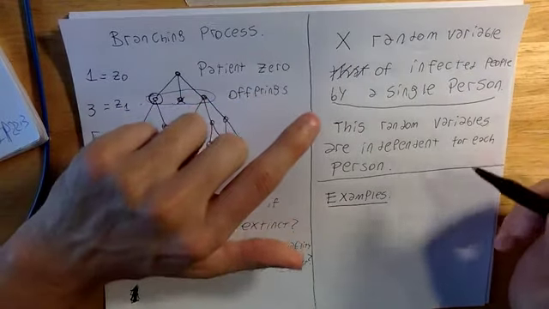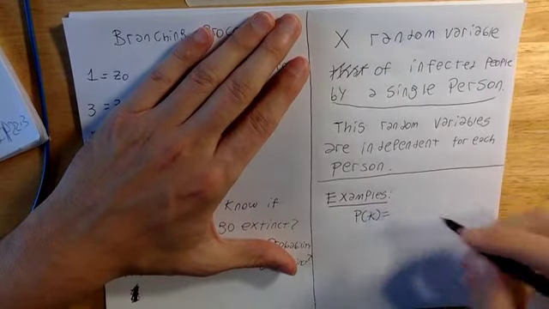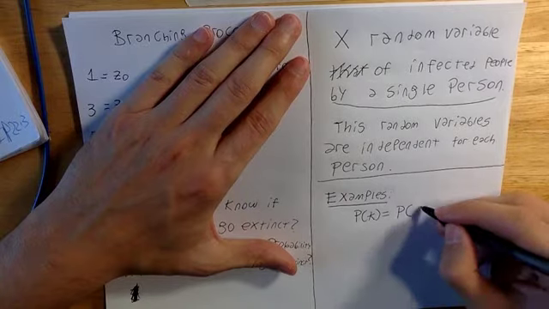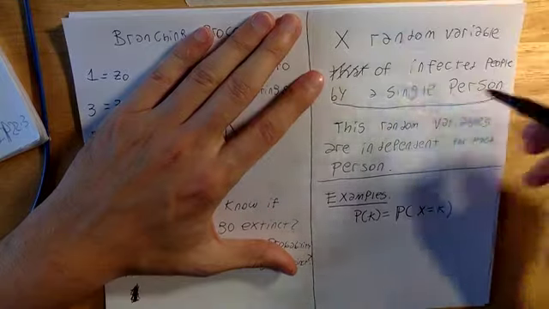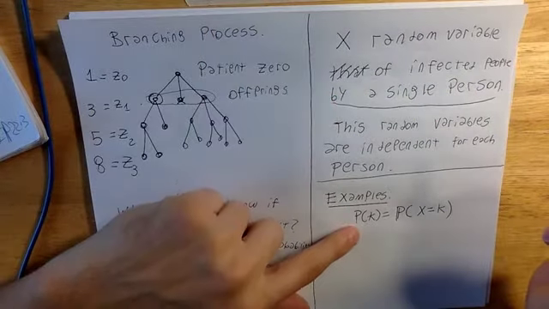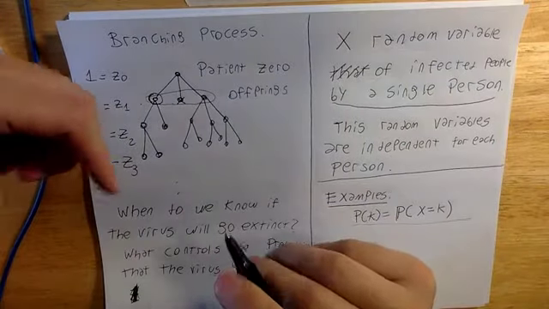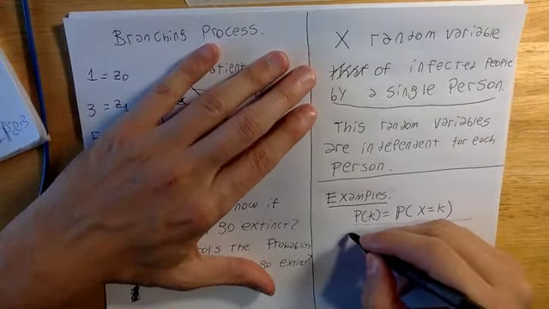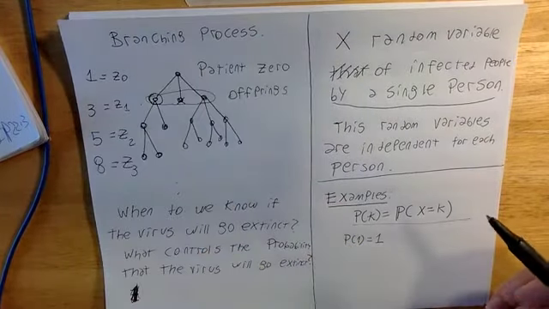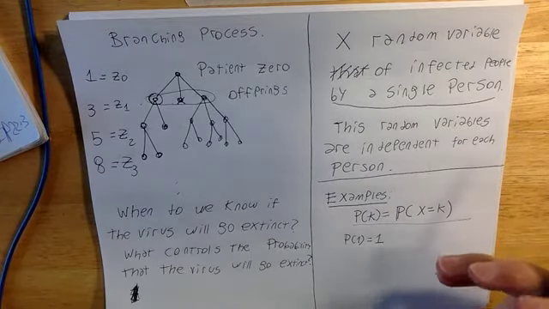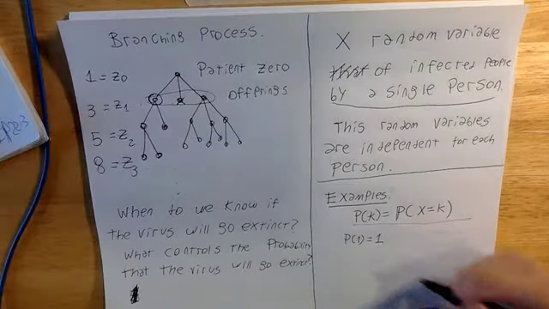So let's say p of k is equal to the probability that x is equal to k. This is the random variable of infected people. We only need to give this probability function to understand how this branching process is going. So let's assume that p of 1 is equal to 1. The idea is that each infected person has probability 1 of infecting one other person.